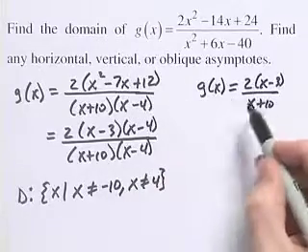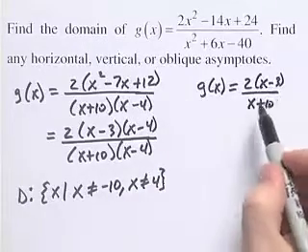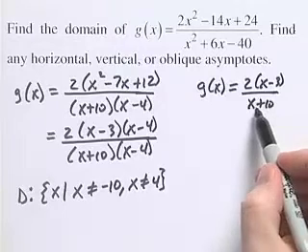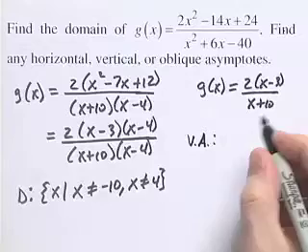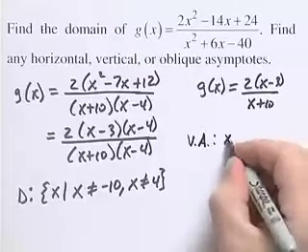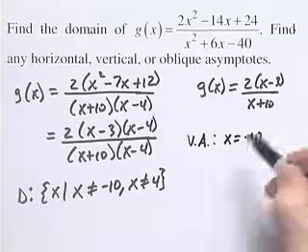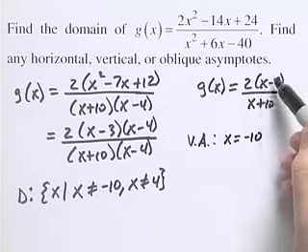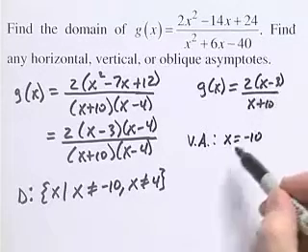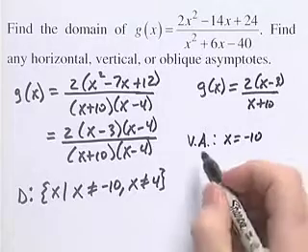In reduced form, we'll get a vertical asymptote anywhere where the denominator is 0 and the numerator is non-zero. In this particular case, then, we see the denominator is 0 at x equal to negative 10, so there's a vertical asymptote there. If we check in the numerator, negative 10 does not make the numerator 0, and so it is indeed a vertical asymptote.